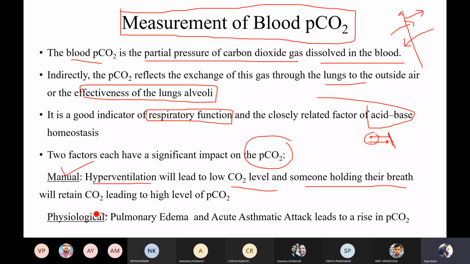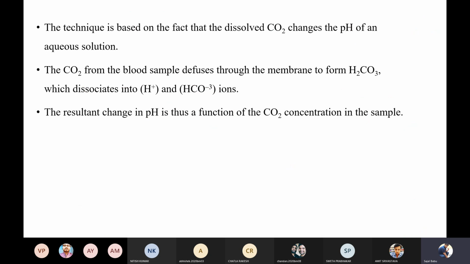And physiologically, the CO2 will get affected if there is any pulmonary edema, that means any problem in your lungs, or if you are having any asthmatic attacks, that means if the person has an asthmatic problem, then this may lead to a change in the PCO2 value in the blood. So this is about the interaction part of your blood.